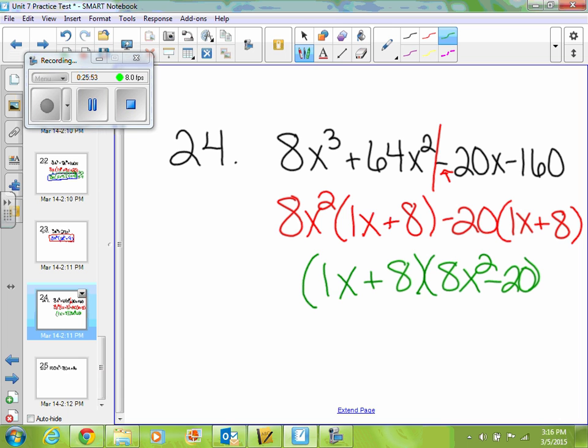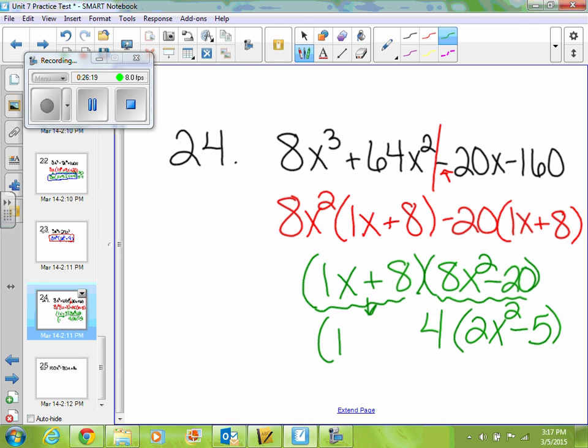Okay. And as I said, we have to always decide after we do that whether each parenthesis can be split. So is there any number that goes into 1x plus 8? Okay, what about 8x squared minus 20? 4 goes into both of these. So 8x squared divided by 4 is 2x squared. 20 divided by 4 is negative 5. And this 1x plus 8 comes straight down.